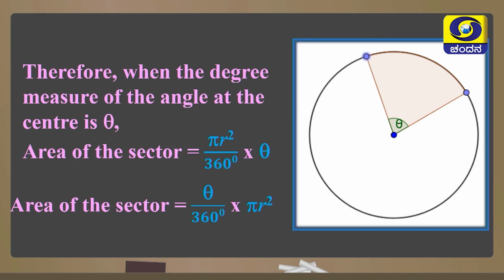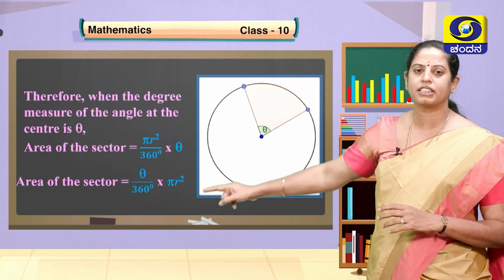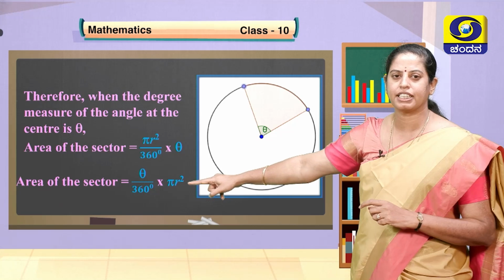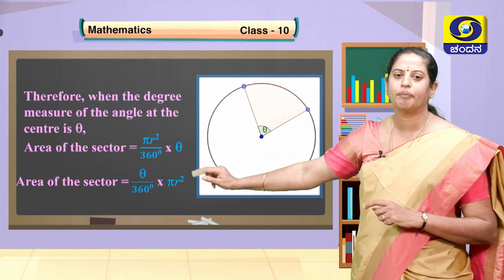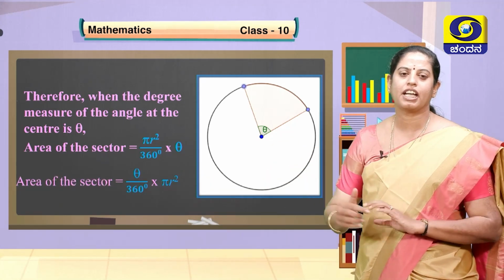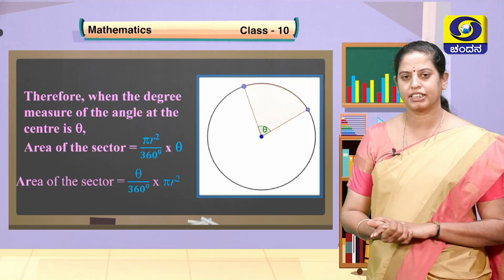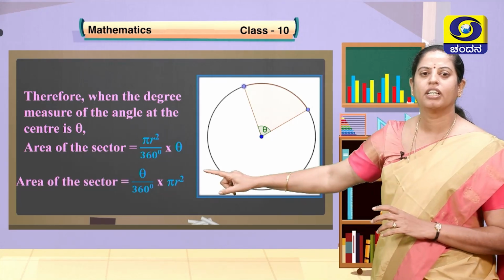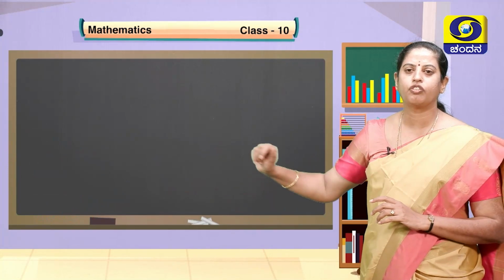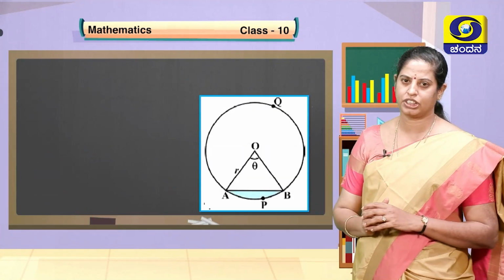You know the commutative property, A into B is the same as B into A, hence theta by 360 into pi r square. It is very easy to cancel the angles when we do problems, hence we rearrange it like this: theta by 360 into pi r square gives the area of the sector. Now you have the formula to find the area of the sector, children.